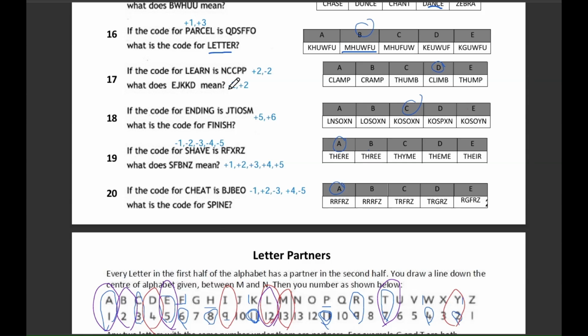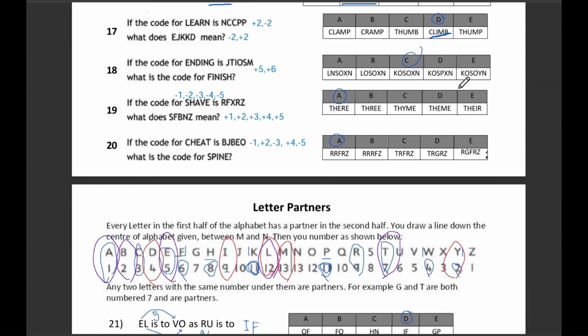Now let's decode EJKJD. E to C is -2, J to L is +2, K to I is -2, J to L is +2, and D to B is -2, which makes the word CLIMB. So the answer is D.